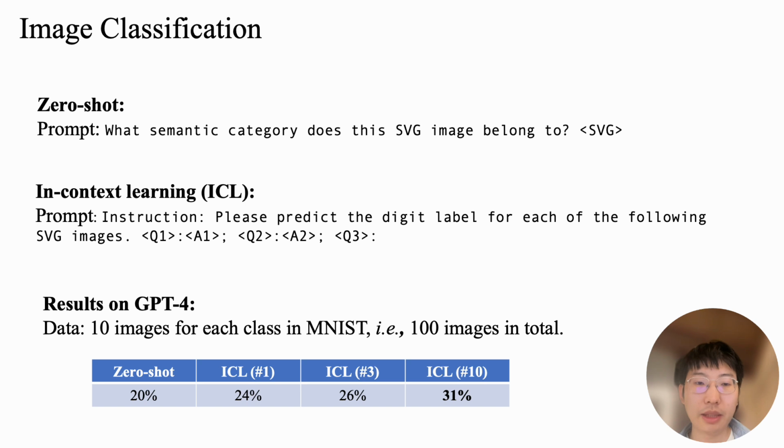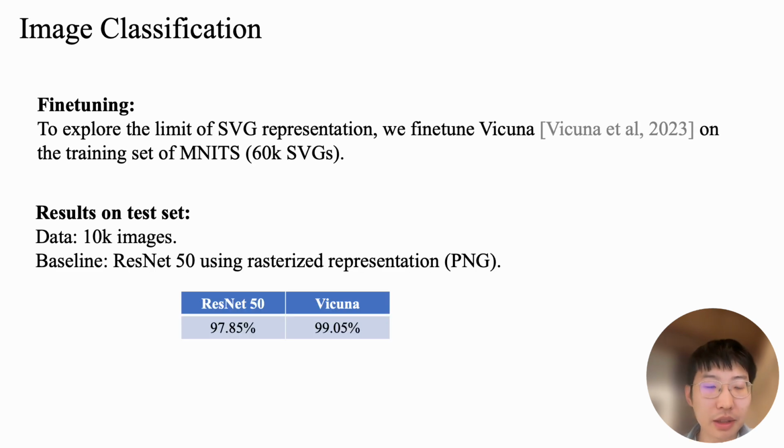We found that on capable models like GPT-4, as the number of in-context learning samples increases, the accuracy will gradually increase. Definitely, the classification accuracy of GPT-4 on MNIST SVG format is far from perfect. So we further explore the limit of SVG representation by fine-tuning Vicuna, a language model, on the training set of MNIST.